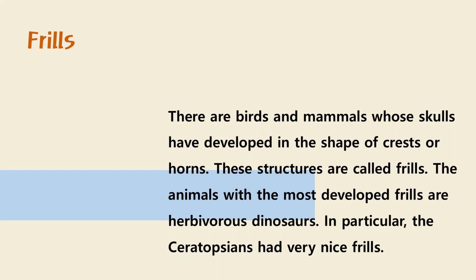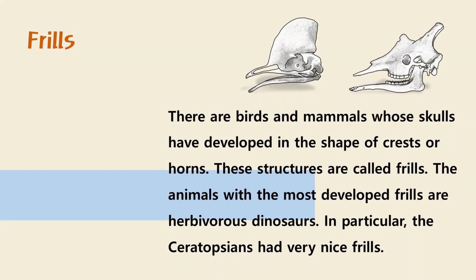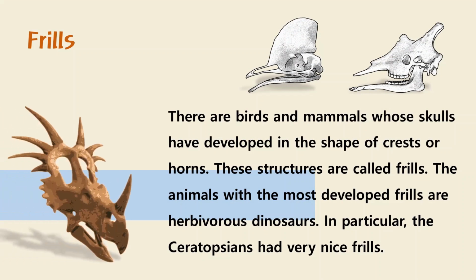Frills. There are birds and mammals whose skulls have developed in the shape of crests or horns. These structures are called frills. The animals with the most developed frills are herbivorous dinosaurs. In particular, the ceratopsians had very nice frills.